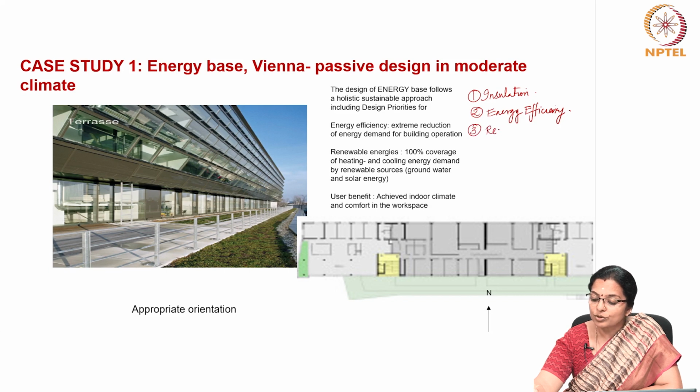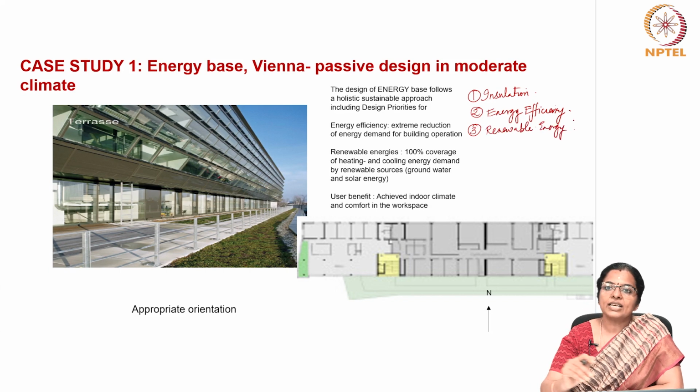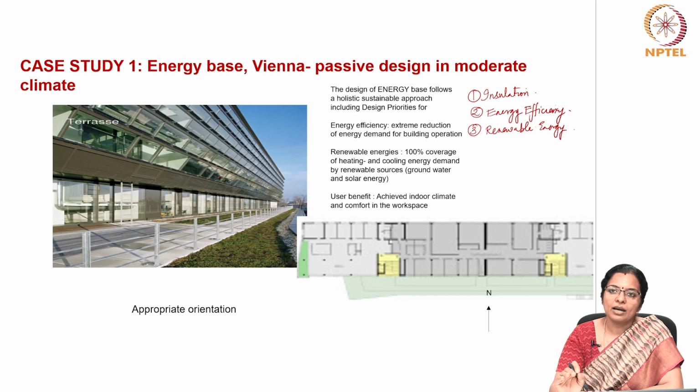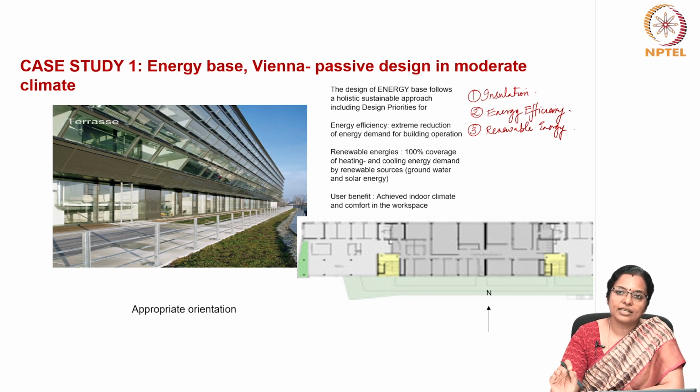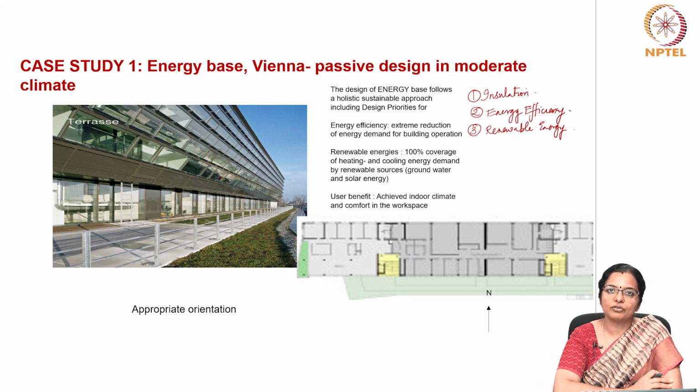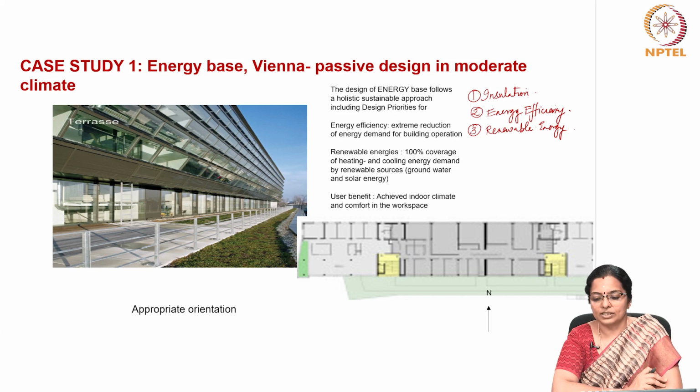Then third is the use of renewable energies as much as possible. So, there is 100% coverage of heating and cooling energy demand by use of groundwater and solar energy. And therefore, the user benefit is that it achieves an indoor climate and comfort good enough for a workspace.